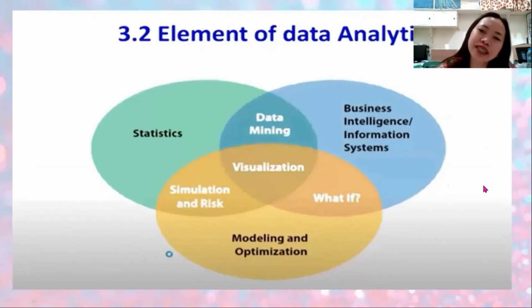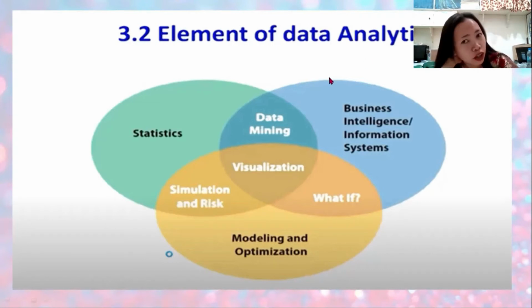Now let's discuss the elements of data analytics. We are presented here with 3 circles showing the main elements of data analytics. When we say data analytics, there are different elements. One is statistics. Next is business intelligence or information systems. Then modeling and optimization, simulation and risk, data mining, what-ifs, and visualizations. You're able to do what-if analysis, which is just one of the elements of data analytics. That is nothing but sensitivity analysis, visualization, data mining, and such.